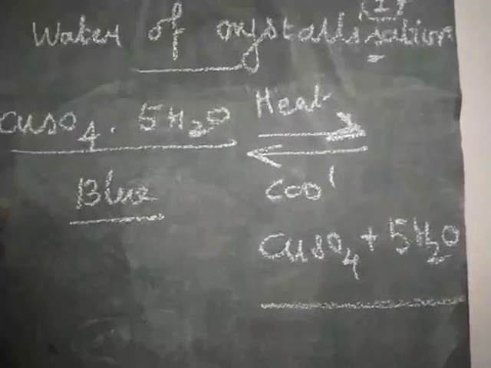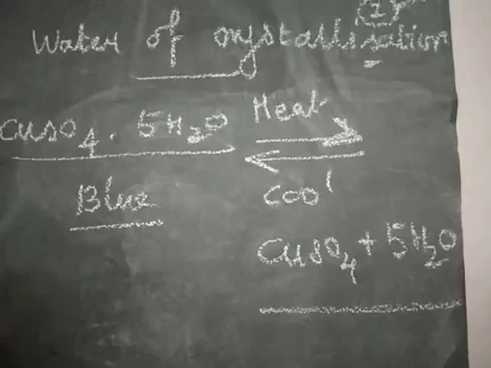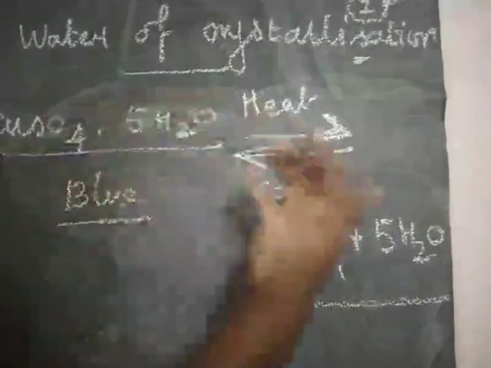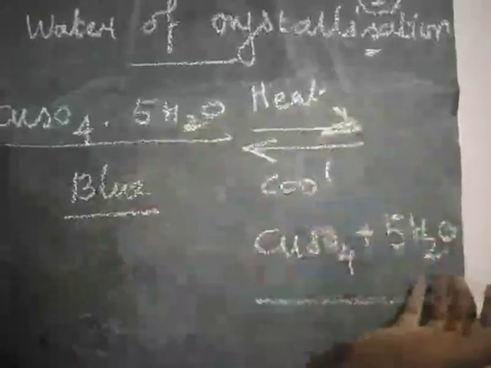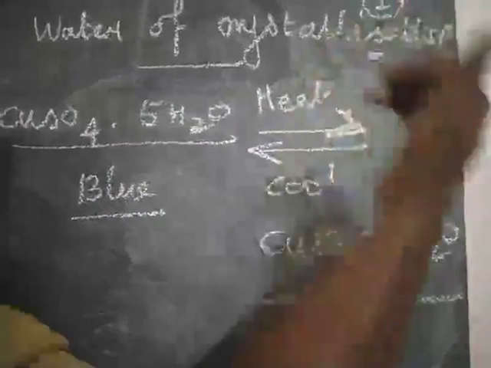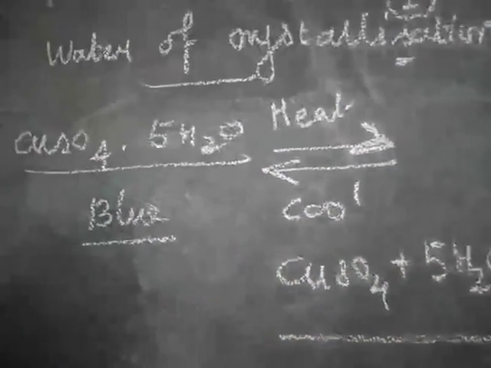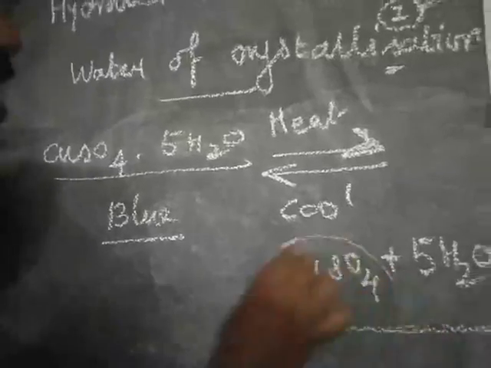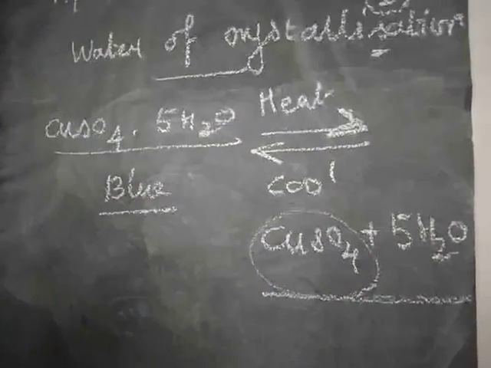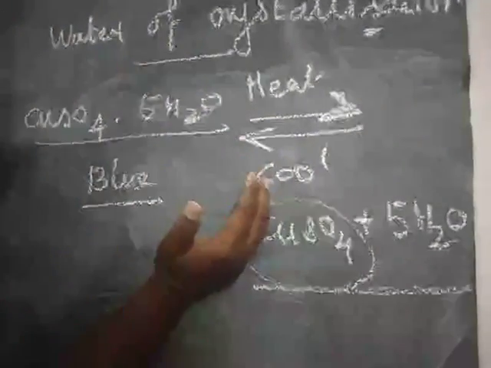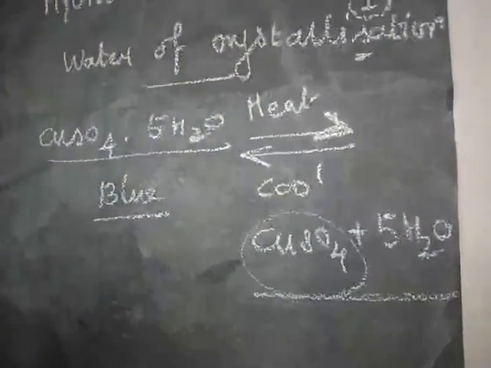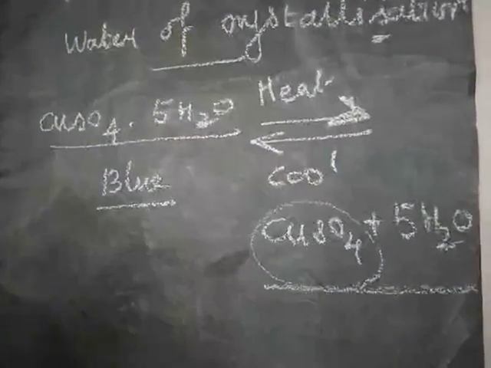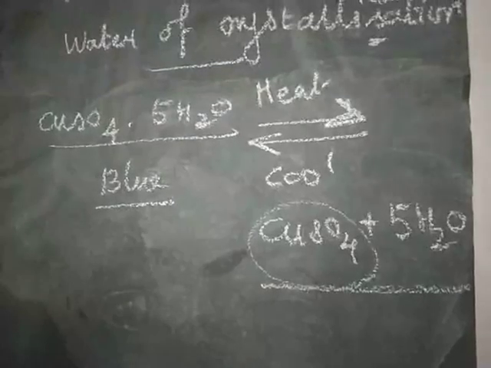So we take the copper sulfate pentahydrate and apply heat gently. What will happen? It loses its 5 water molecules and becomes anhydrous copper sulfate, which is colorless. Again, if we apply cooling, it becomes copper sulfate pentahydrate.